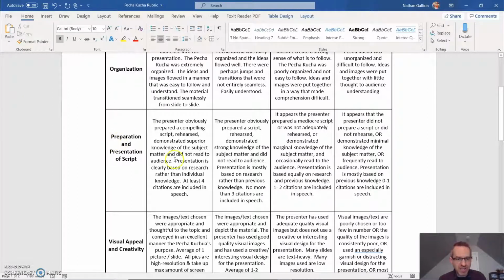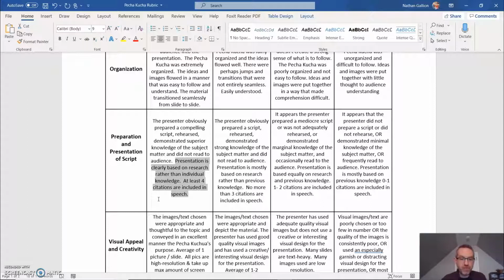The next chunk of this is important. It says presentation is clearly based on research rather than individual knowledge. And again, there are a couple of you whose outline is clearly just, hey, this is something I know about this topic, I'm going to throw it in there. Okay. Y'all, you have to give me actual facts and actual data that comes from research, or it doesn't actually mean anything. It's just, I've thrown this presentation together because I had to.